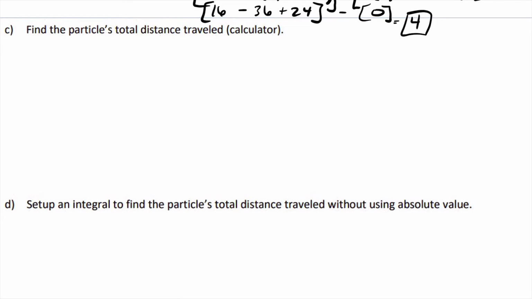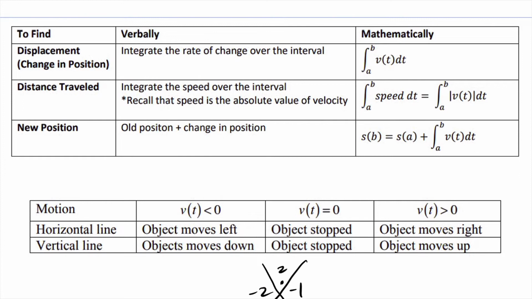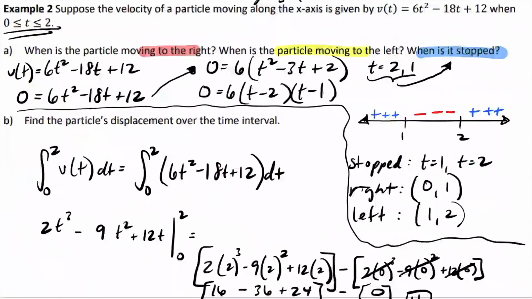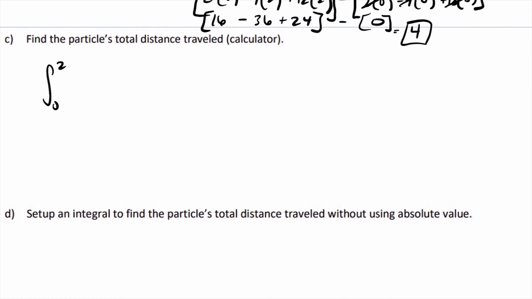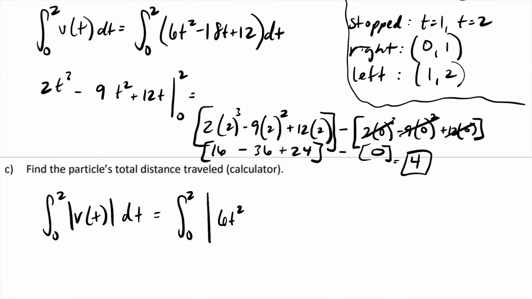Part C says now not displacement. Now total position, or sorry, total distance traveled. Total distance traveled. Okay. Well, let's go see what we need for total distance. For total distance traveled, we need to find something similar, right? Total distance traveled says A to B for speed. A to B, but speed now, not velocity. Well, speed and velocity are very similar. They're just absolute values of each other. Okay. All right, so let's go do that. From 0 to 2, the absolute value of velocity, dt.